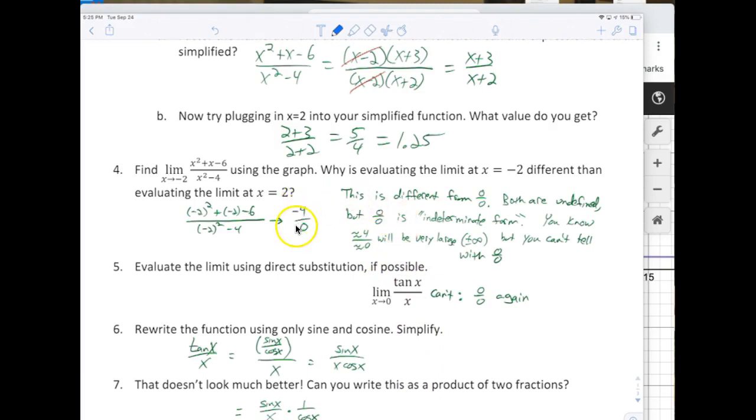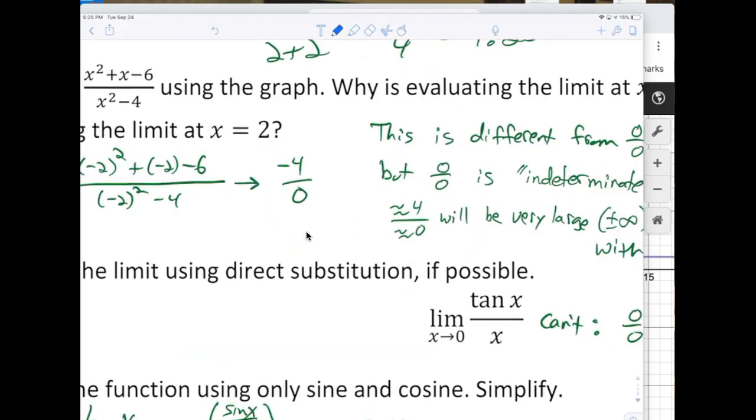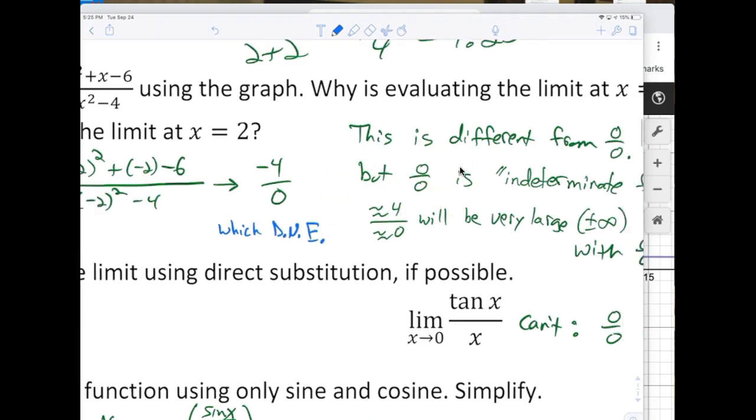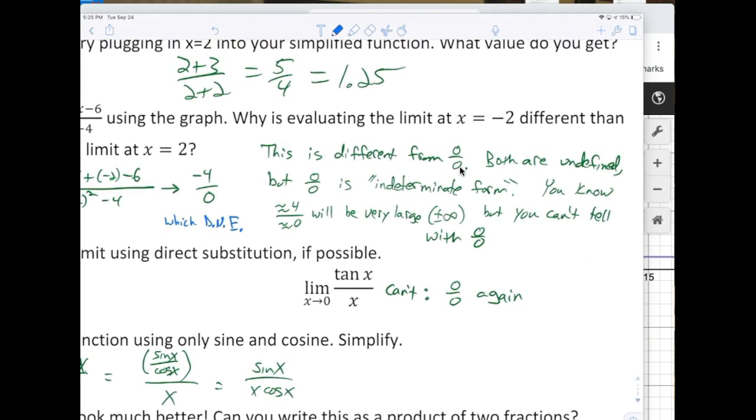And when we try using substitution, we get -4 over 0. And this I can say does not exist, because -4 divided by 0 is very, very different from 0 divided by 0. -4 divided by something that's getting really, really small is going to be like multiplying by a reciprocal, which is getting really, really big. -4 over 0 is going to go to infinity or negative infinity, depending on whether we're at the positive side of 0 or the negative side of 0.